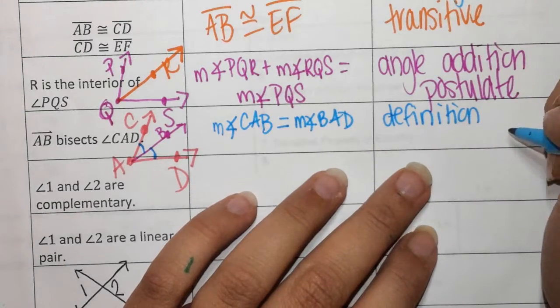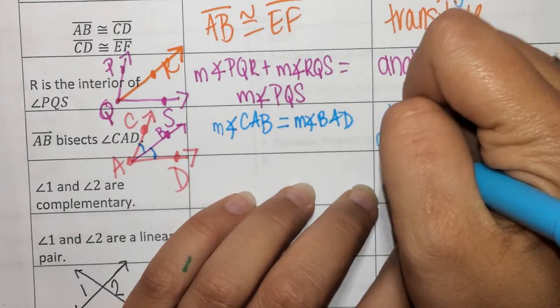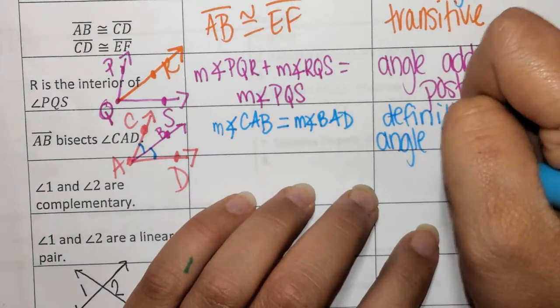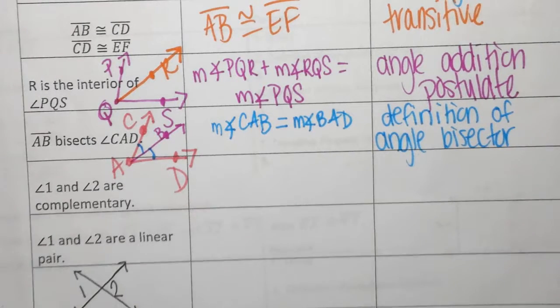I'm so glad y'all can read, but can we write too? Of angle bisector. Why did we put the half moons on it? And what does bisect mean?